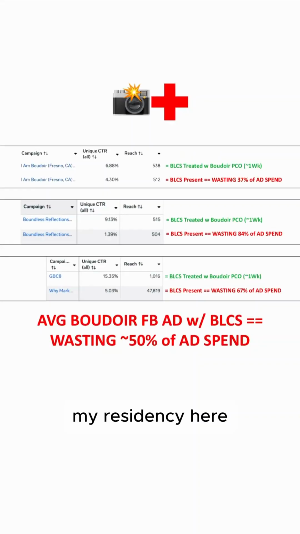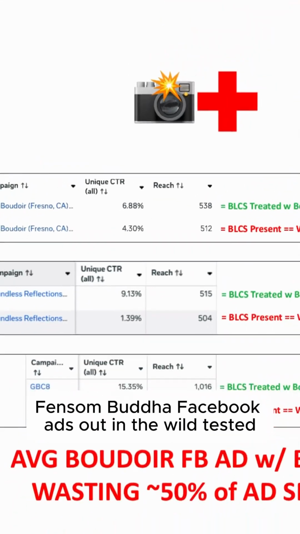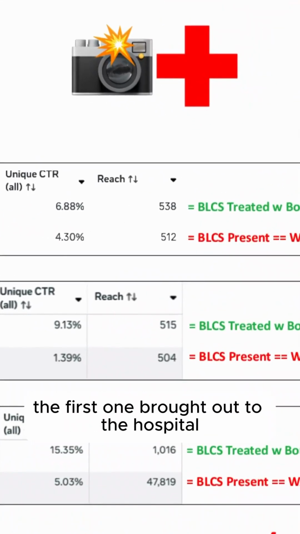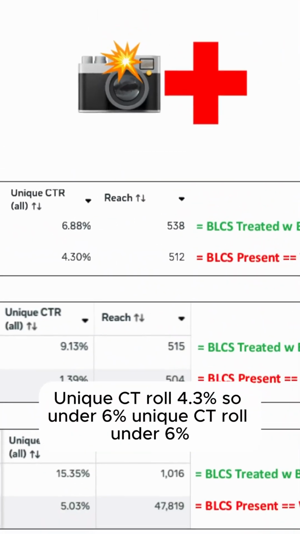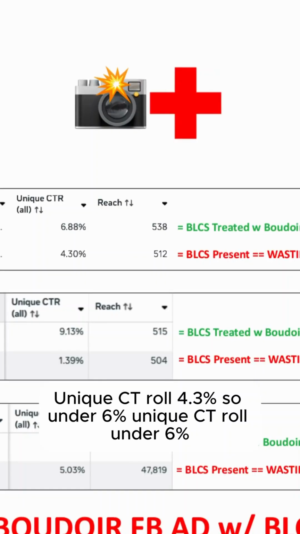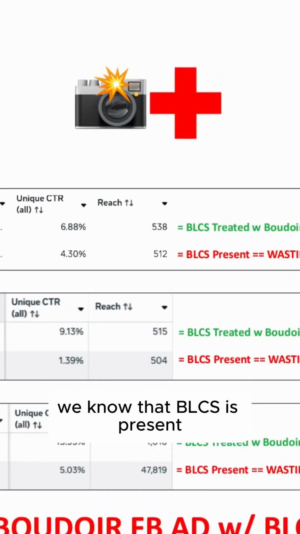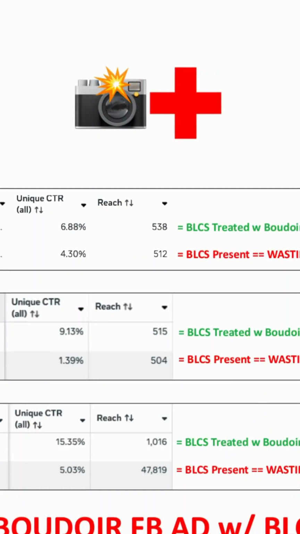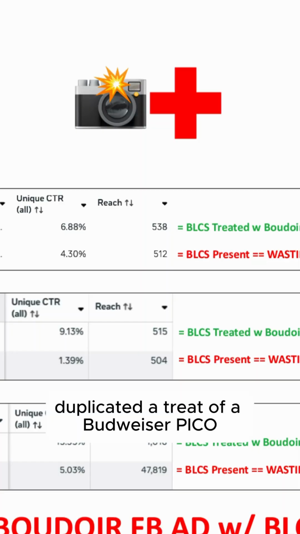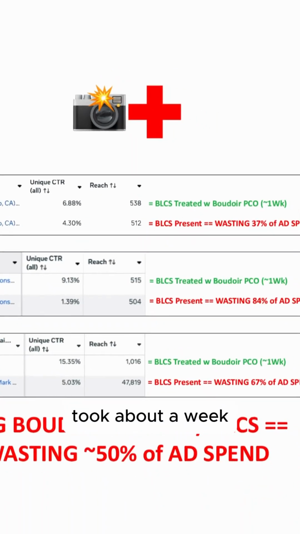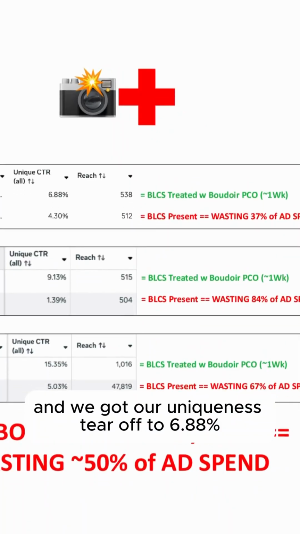My residency here. Found some Boudoir Facebook ads out in the wild. Tested the first one, brought it to the hospital. Unique CTR 4.3%, so under 6%. Unique CTR under 6%, we know that BLCS is present. Now we duplicated it, treated with Boudoir Pico. Took about a week, and we got our unique CTR up to 6.88%.